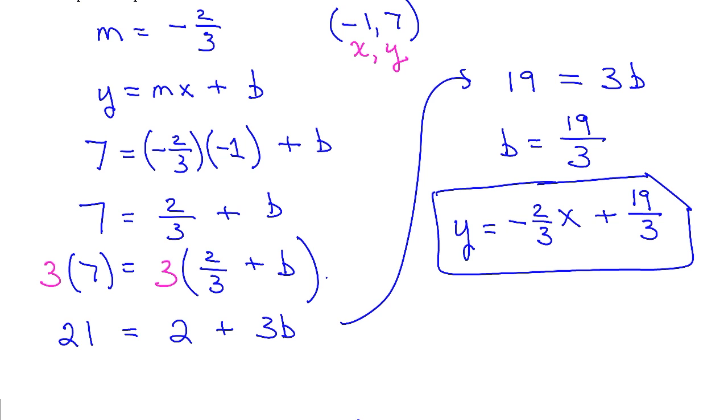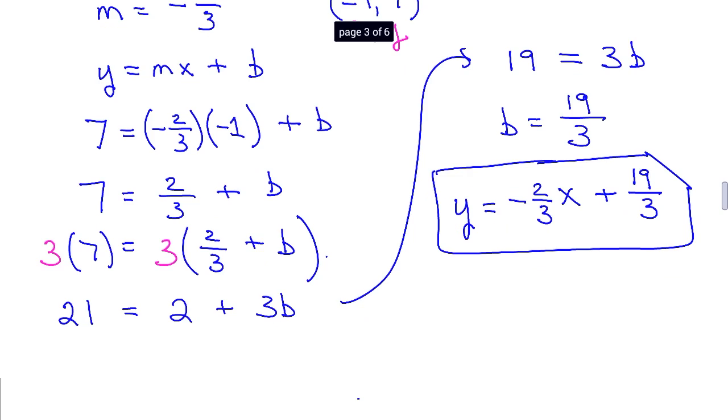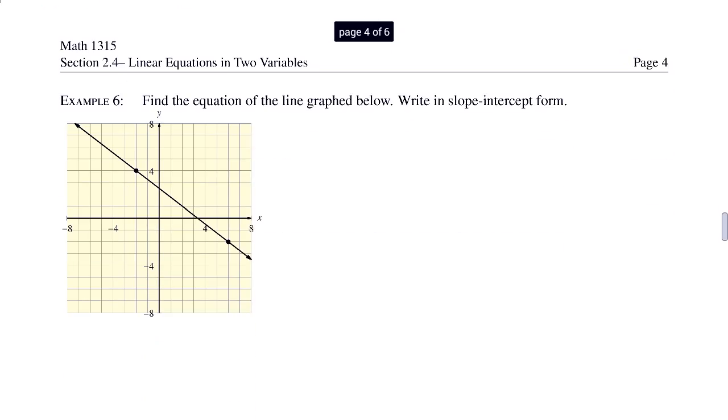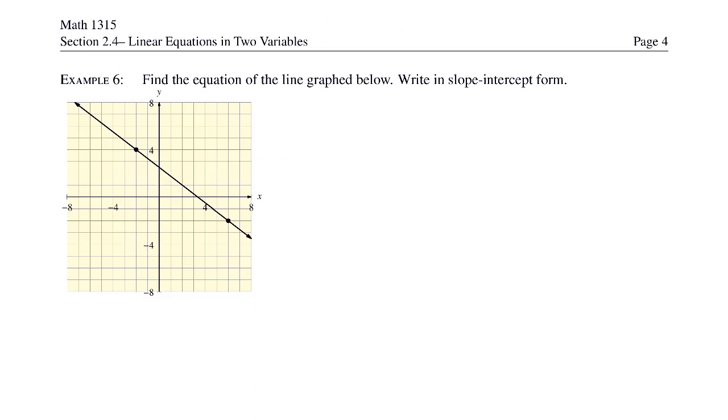Let's look at example 6. Example 6 says, find the equation of the line graphed below, write in slope-intercept form. So first, we notice that we have 2 points marked on the graph. Let's identify those points. So this first point is negative 2, 4. And the second point is 6, negative 2.